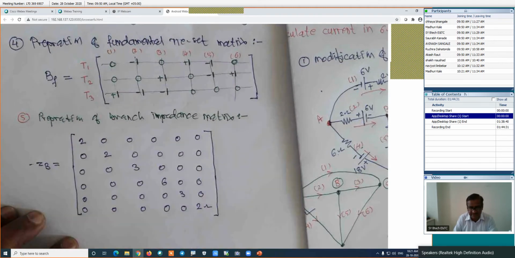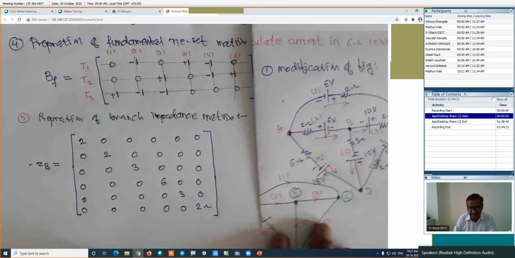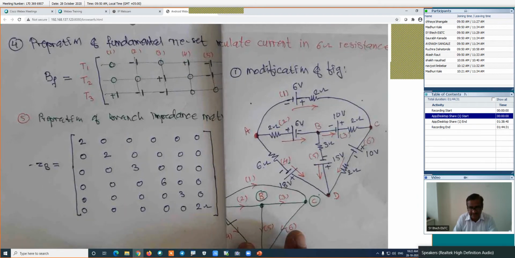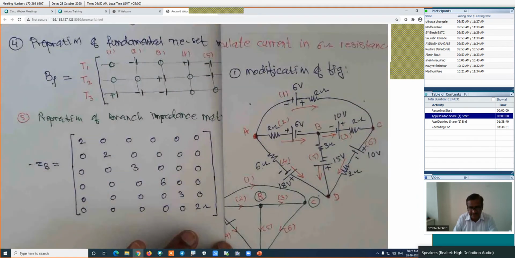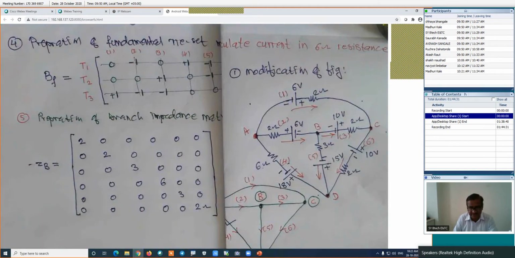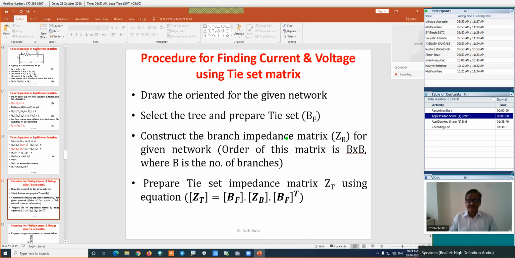I will come back to you. I will discuss these 2 points first, and then I will proceed further to the calculation of the next parameter, as per the guidelines which are available with us. In this case, we have drawn the oriented graph. We have prepared this matrix, which is BF. We have constructed this ZB. Now, we will find this ZT by using the relation BF into ZB into BF transpose. Is it right?